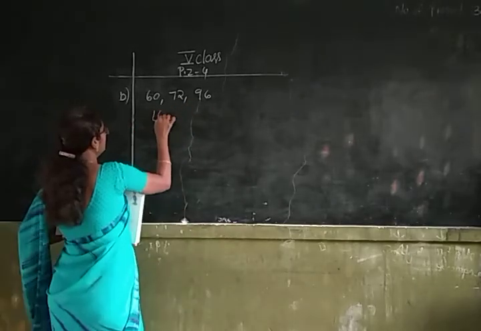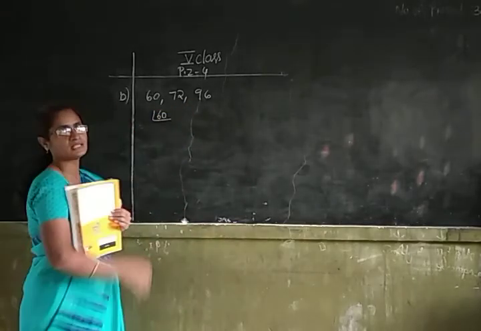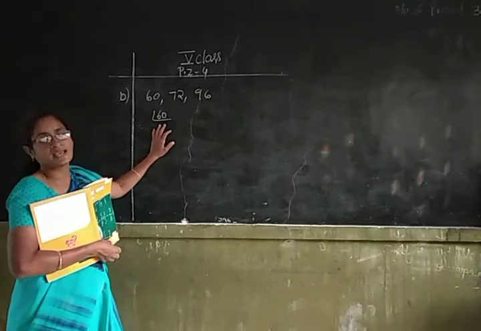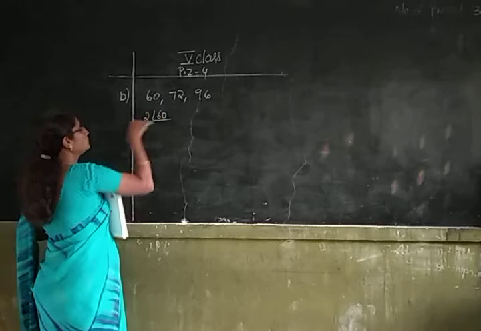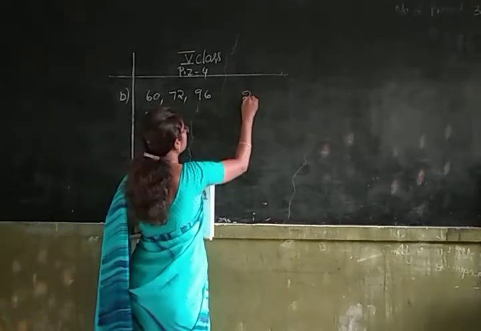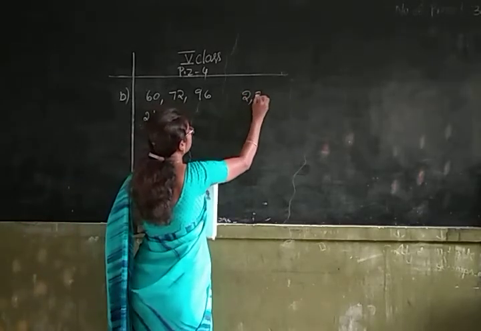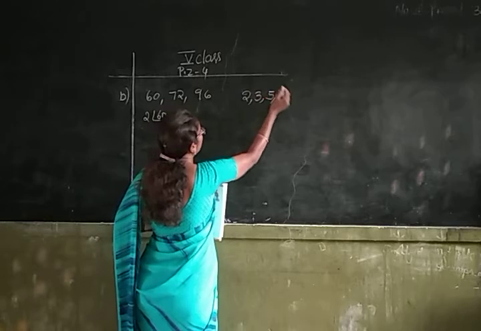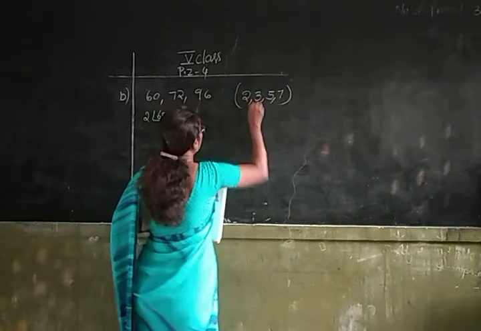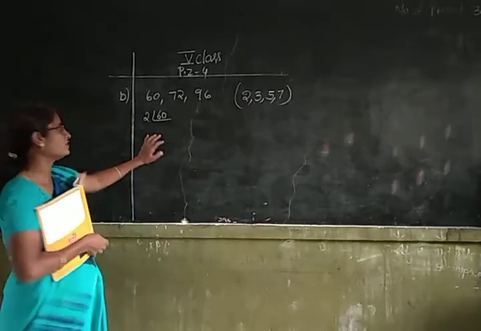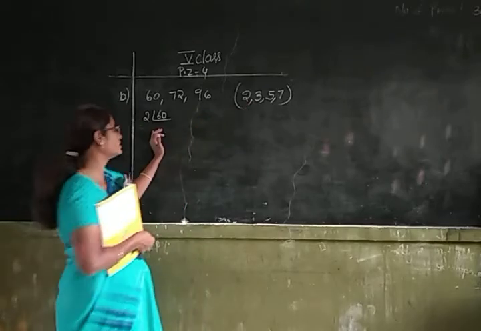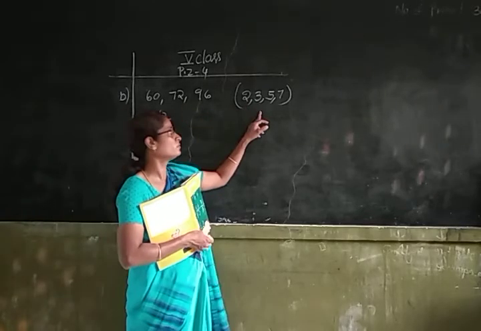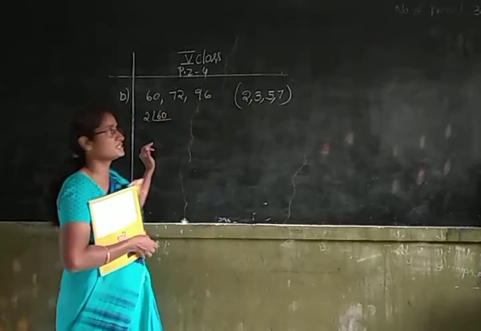First let us find out the prime factors of 60. Okay, 60 is an even number, so it will be in 2 table. For finding out prime factors, always we have to check 2 table, 3 table, 5 table and 7 table. First we have to check whether the given number is in 2 table. If it is not in 2 table, then we have to check whether the number is in 3 table.